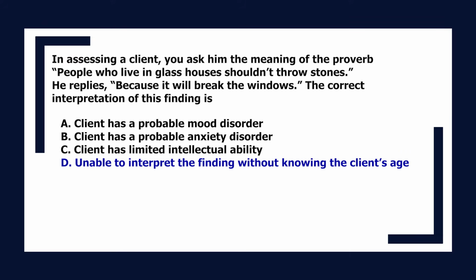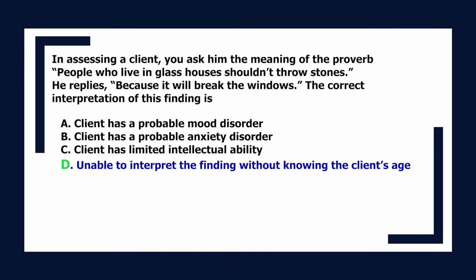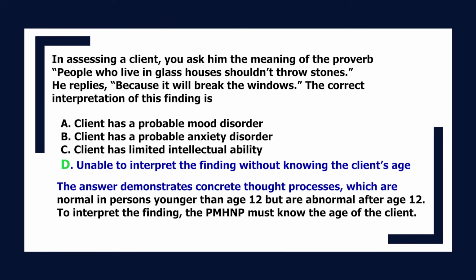The correct answer is D. Unable to interpret the finding without knowing the client's age. The answer demonstrates concrete thought processes, which are normal in persons younger than age 12, but are abnormal after age 12. To interpret the finding, the PHMNP must know the age of the client.